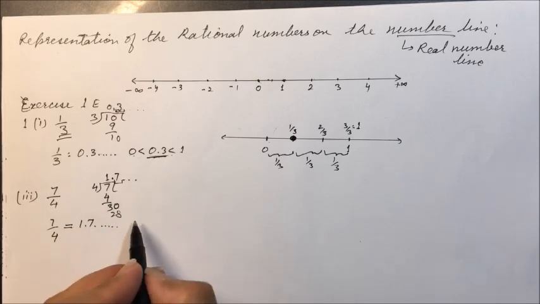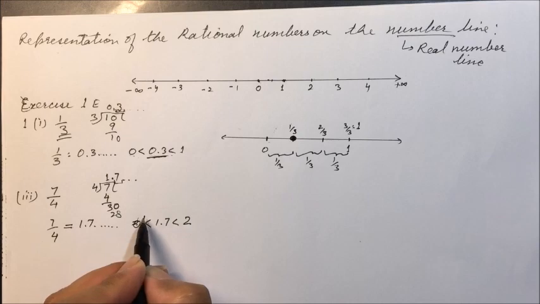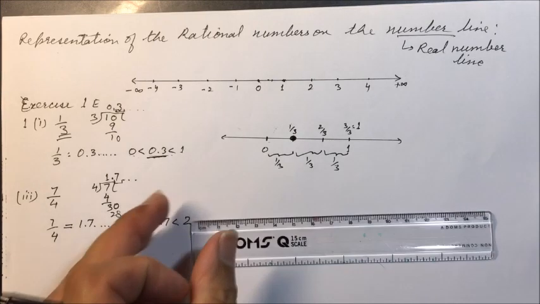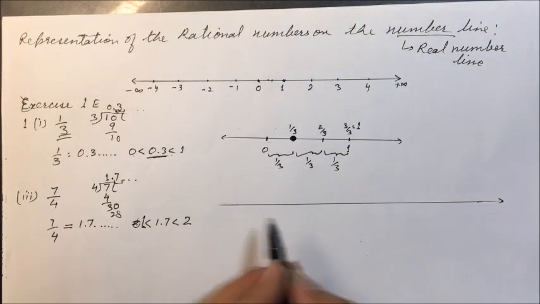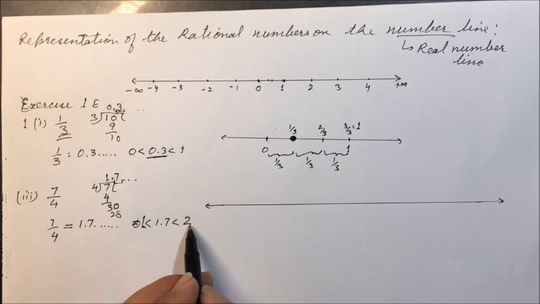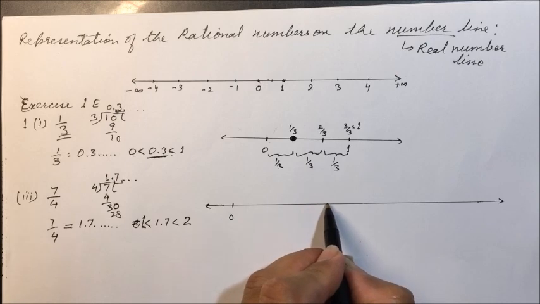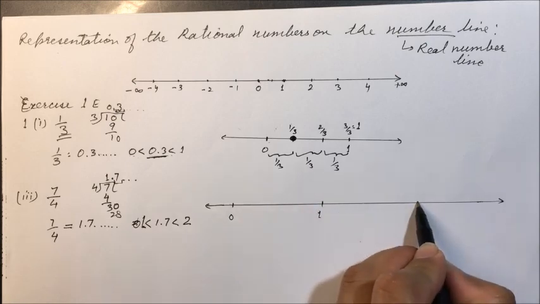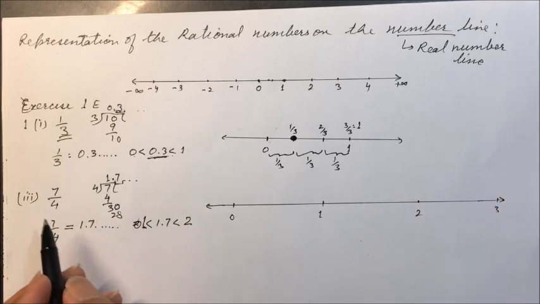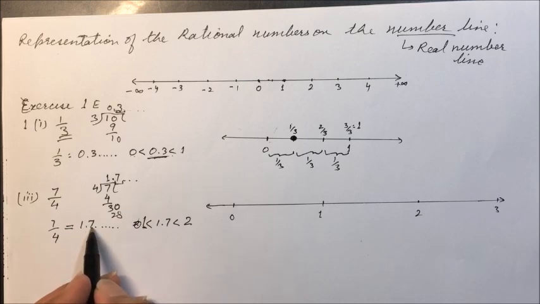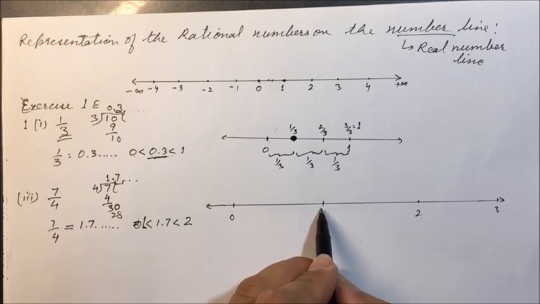So it will lie between 1 and 2. So again we will draw the number line. It is lying between 1 and 2. So put somewhere here 0, here 1, 2, 3 and infinity, here minus infinity. Now 7 by 4, it is lying between 1 and 2, 1.7 it is. So here it is 1.